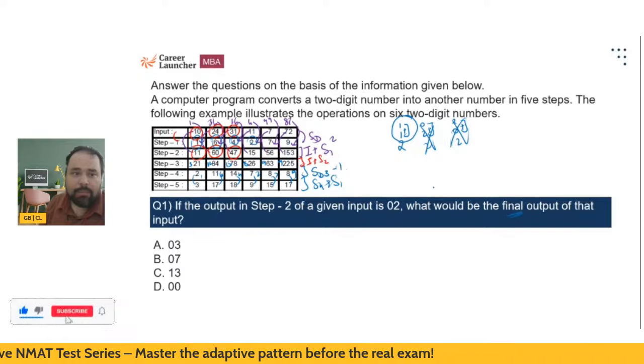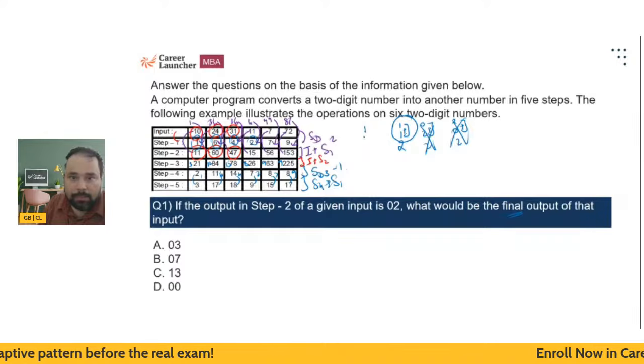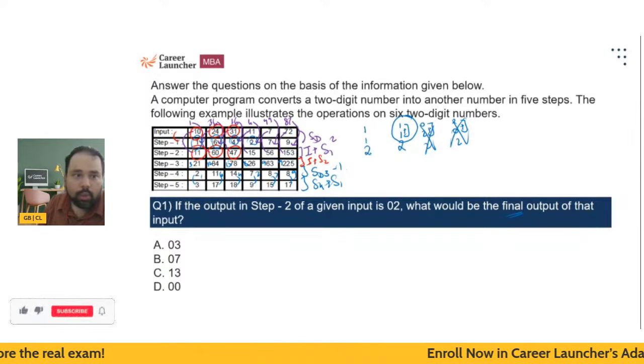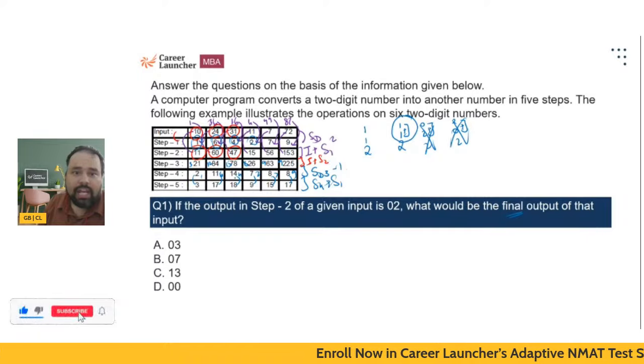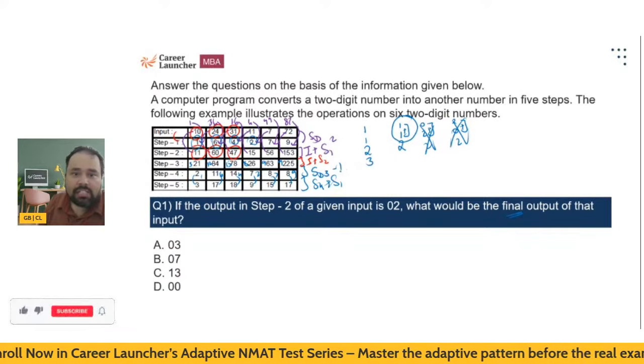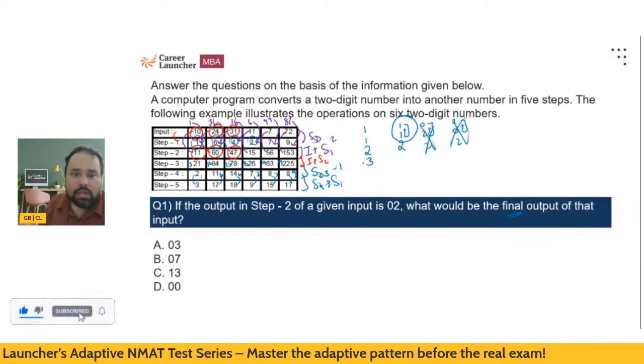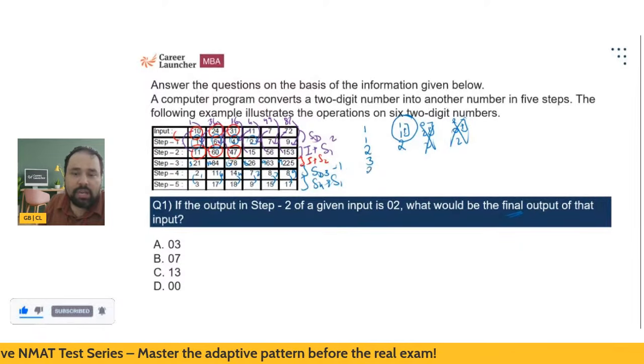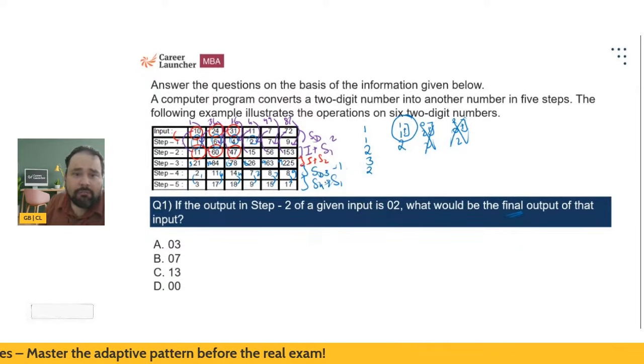The question is what is the final output. Let's keep in mind initial input was 1. मतलब input में 1 था, step 1 में 1 आया, step 2 में 2 हुआ. Step 3 में क्या हो रहा है? Input plus step 2. So 1 plus 2, which is 3. Step 4 में क्या हो रहा है? Sum of digits of third step minus 1. Sum of digits of third step is 3 minus 1. So 2.